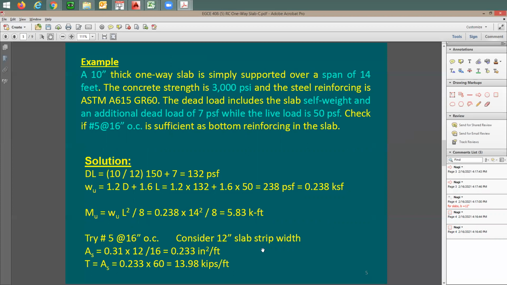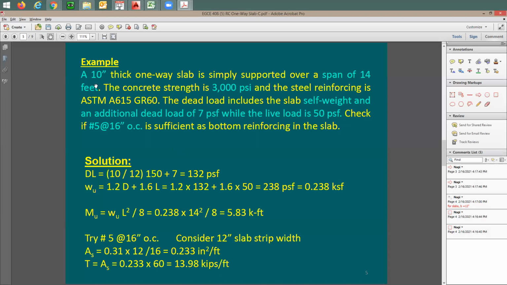In this example, it says 10-inch thick one-way slab. So now I understand it's going to be a one-way slab. Do we have two-way slab? Yes, we have something called two-way slab, but it's not covered in this course. So usually if we say slab, it's going to be one-way slab. Even if we didn't say it, it's going to be one-way slab for the purpose of this course.